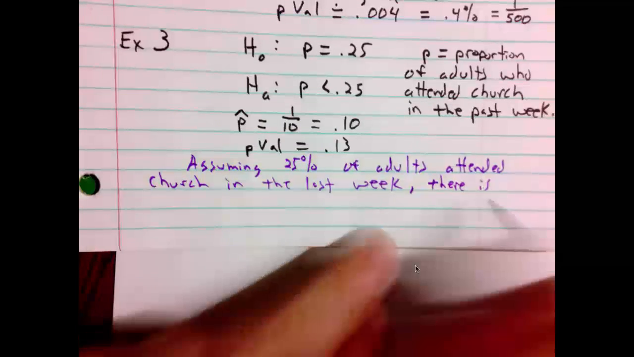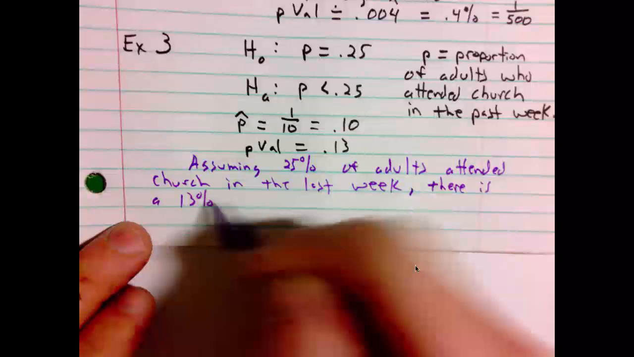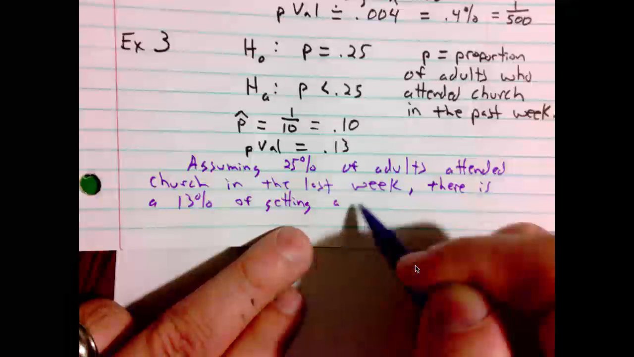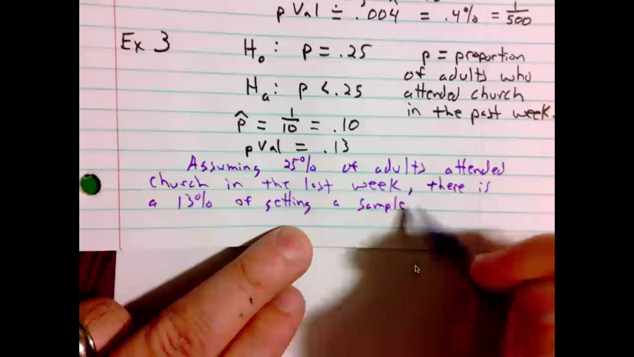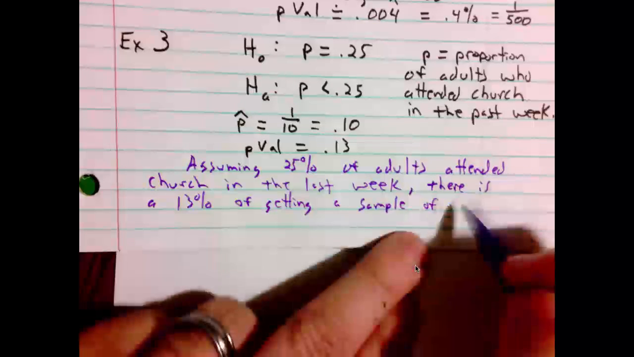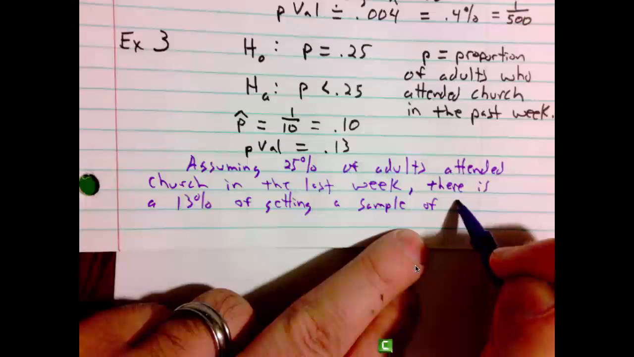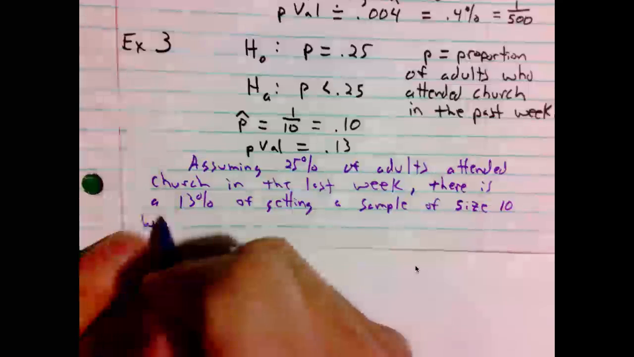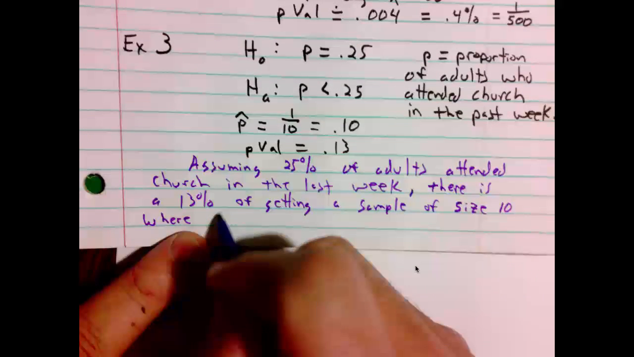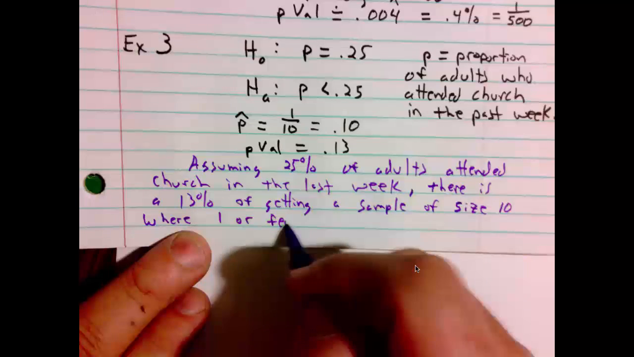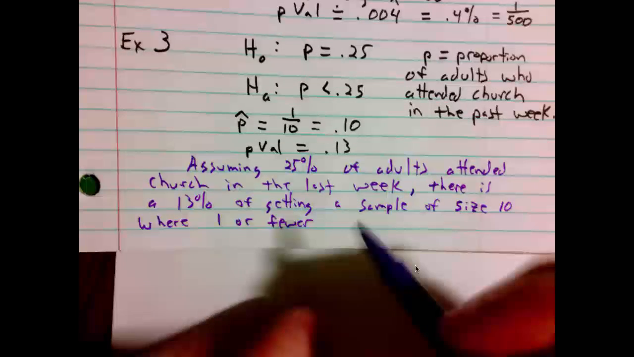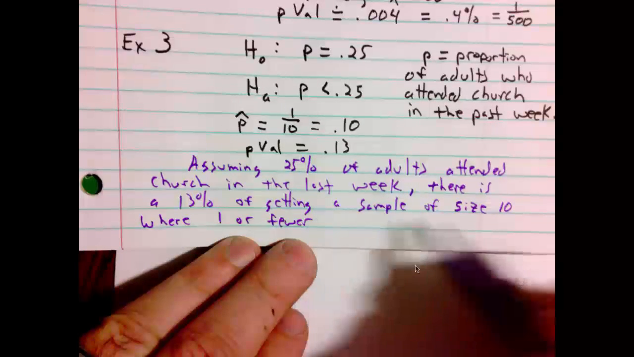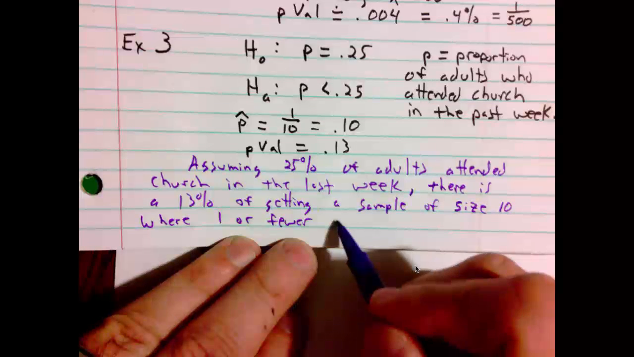There is a 13% chance of getting a random sample of size 10 where one or fewer, so in this case that's only 0, where one or fewer, there is a 13% chance of getting a sample of size 10 where one or fewer went to church.